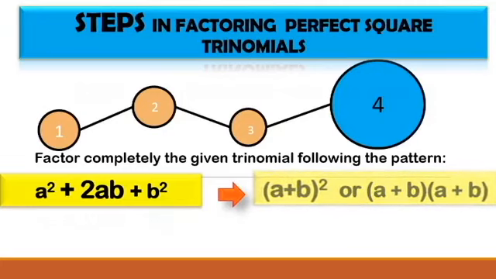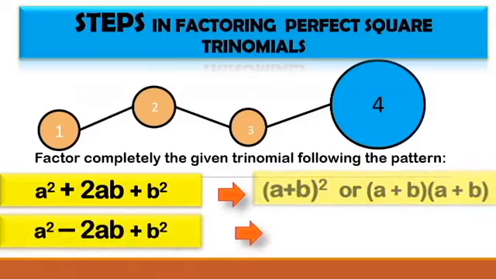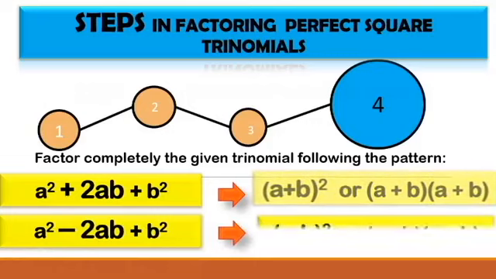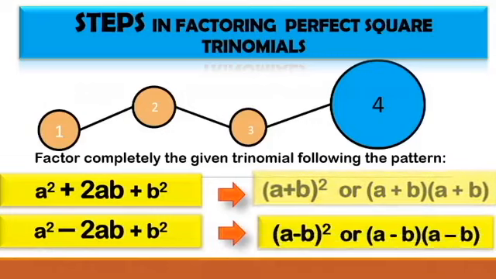So if the middle term of the perfect square trinomial is positive, then the sign in between the binomial is also positive. And if you have the trinomial a squared minus 2ab plus b squared, then you can factor it as the quantity a minus b squared or a minus b times a minus b. So if the middle term of the perfect square trinomial is negative, then the sign in between the binomial is also negative.